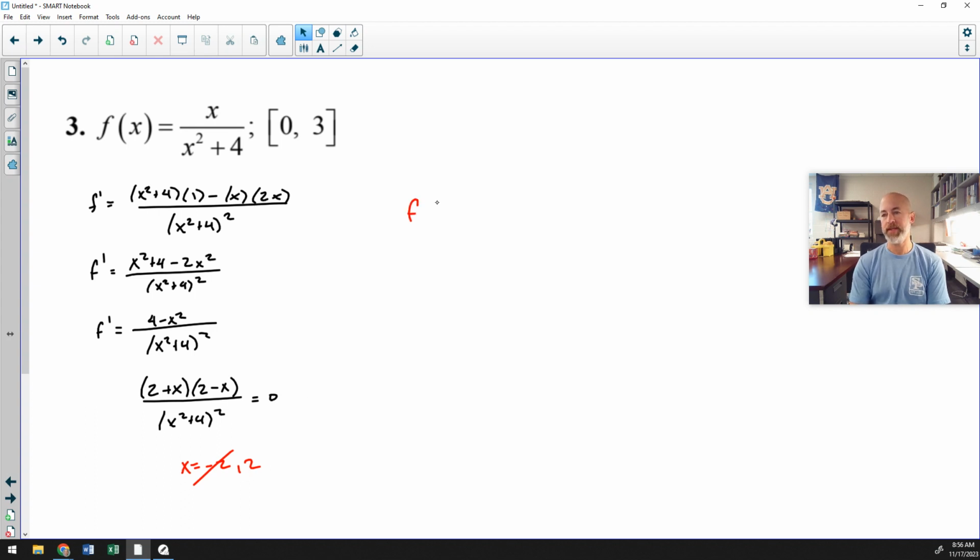And for my candidates, I will test f of 0, f of positive 2, and f of 3. I don't think this one will take too long. I'm just going to do this one without pausing the recording. F of 0 is 0 over 4, which is 0. F of 2 is 2 over 2 squared plus 4. 2 over 8 is 1/4. And f of 3 would be 3 over 3 squared is 9 plus 4 is 13.